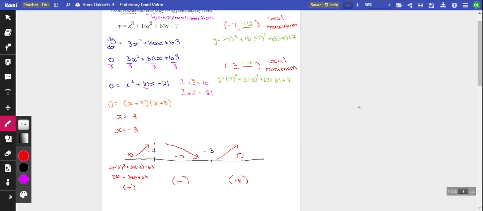And there you go, that's your first derivative test. Finding your critical values, finding the coordinates, and then determining the nature of those coordinates.